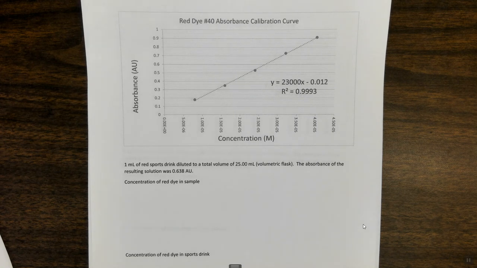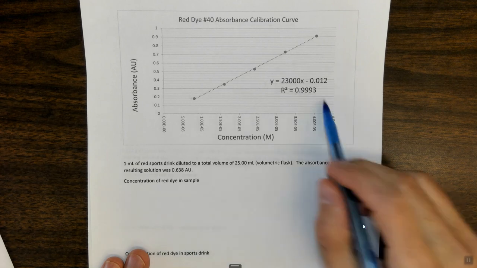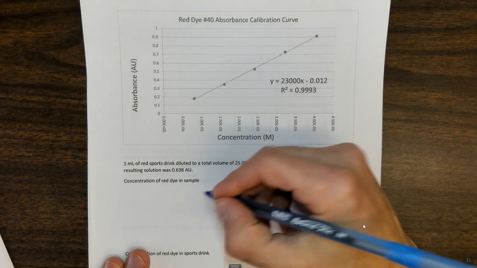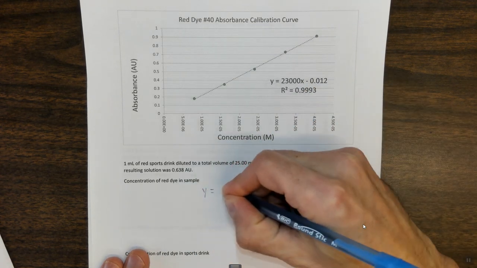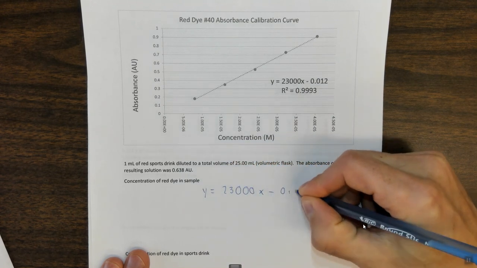So this is basically what I want to do. I want to first find the concentration of the red dye in the sample. Well, what am I going to use to do that? y equals mx plus b. y equals 23,000 x minus 0.012.